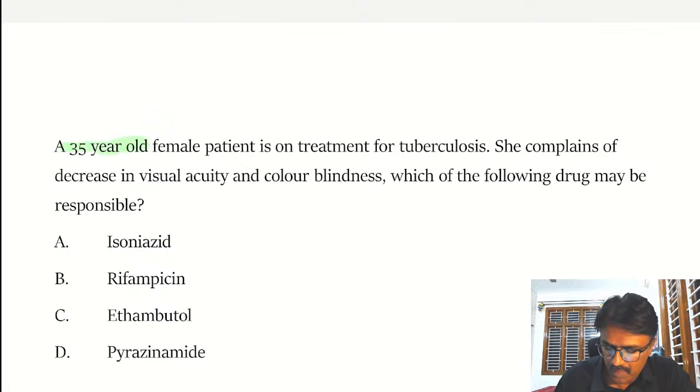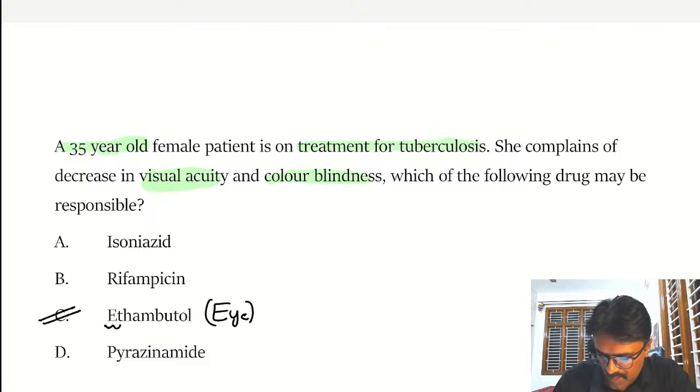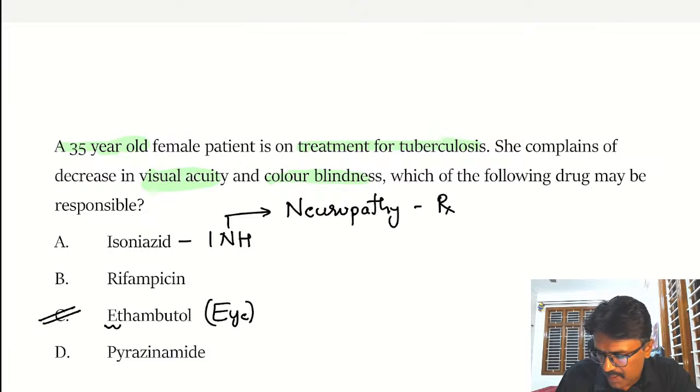A 35-year-old female is on treatment for TB. She complains of decrease in vision and color blindness. Which drug may be responsible? Remember, the drug is ethambutol. It starts with E, so ethambutol causes eye problems. Isoniazid has the short form INH. N: it causes peripheral neuropathy, and the treatment for that is vitamin B6. H: the drug causes hepatotoxicity.